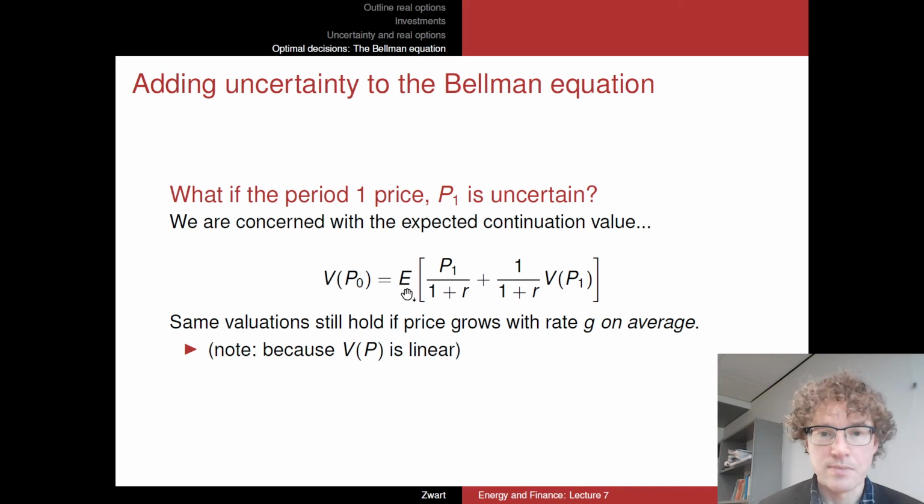So for this growing perpetuity, actually the same valuation will hold, because this price grows with G on average. So that will be the average growth rate if we introduce some uncertainty. And this is going to work for this particular case because this V of P is actually linear. So working with expectations in a linear environment is actually pretty easy.